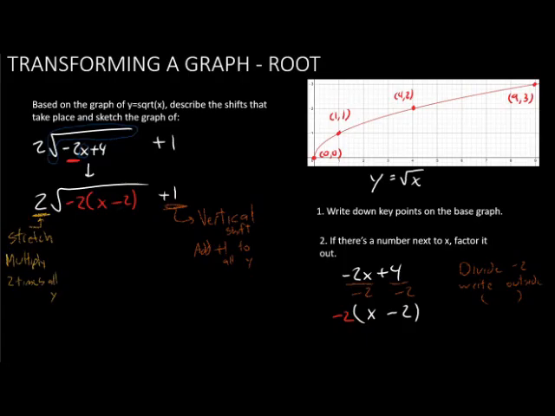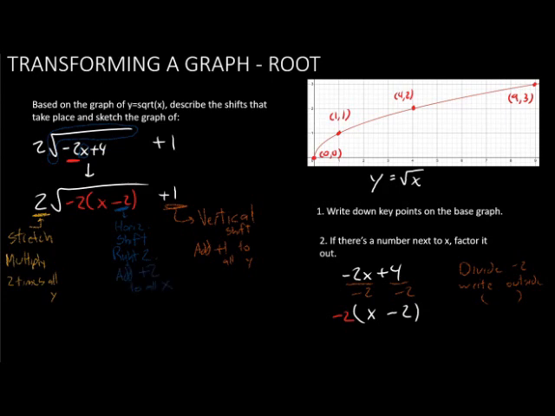This minus 2 inside of the parentheses denotes our horizontal shift. Remember that a minus inside of the parentheses denotes a shift to the right, and so this entire graph will be shifted right by 2. But also remember that if we're going right, that's adding to the x value, because right is the positive direction, so we'll be adding plus 2 to all x.